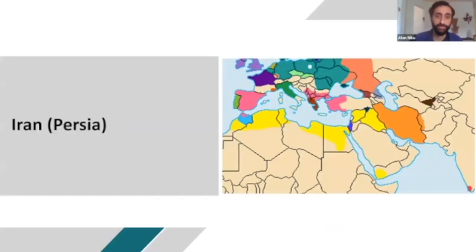First, an overview. So where is Iran? Iran is also known as Persia, and that's the orange bit right there in the middle right of this map. Iran is a big country. It's only a few countries over from Israel.